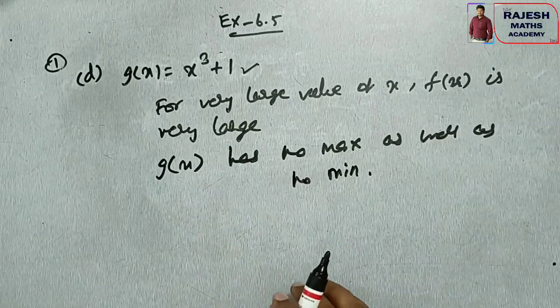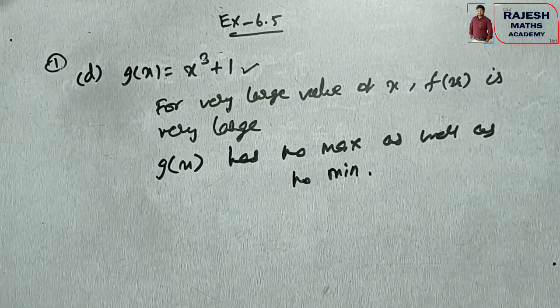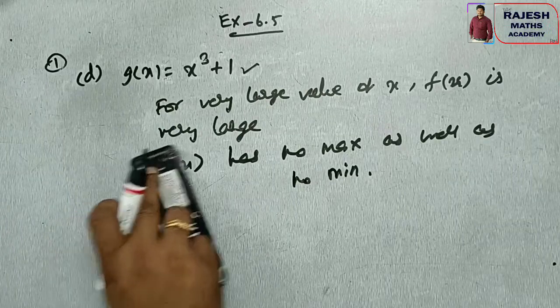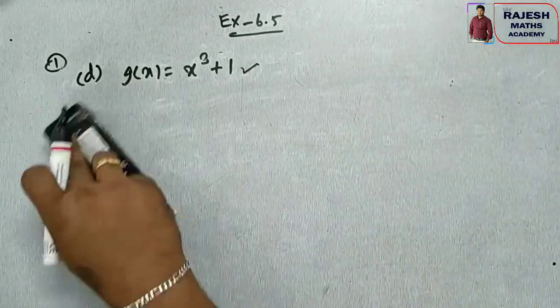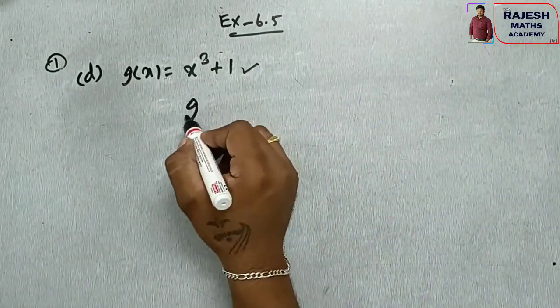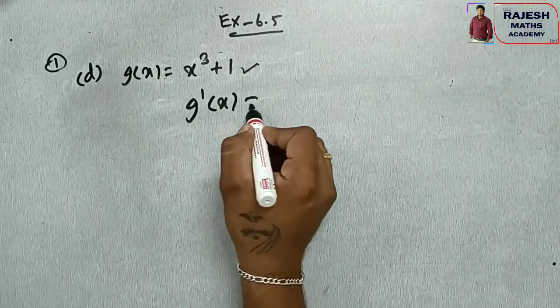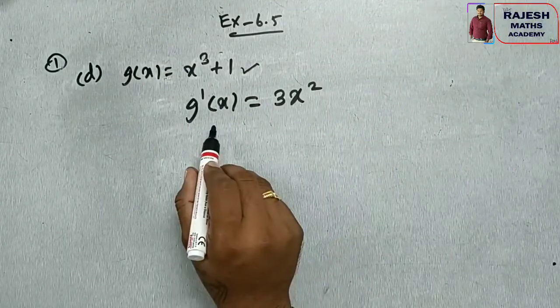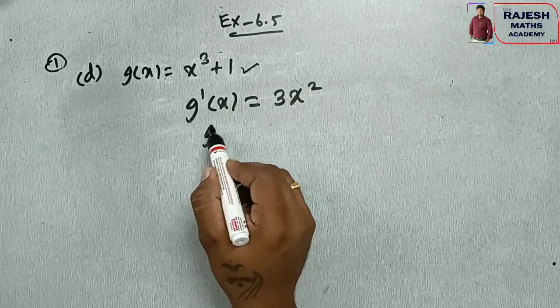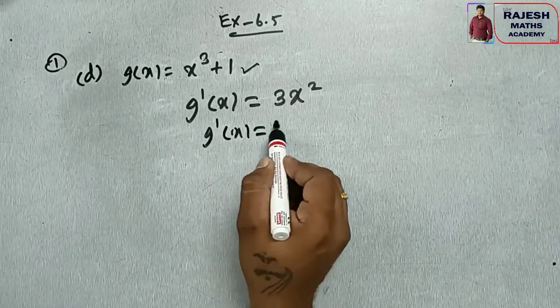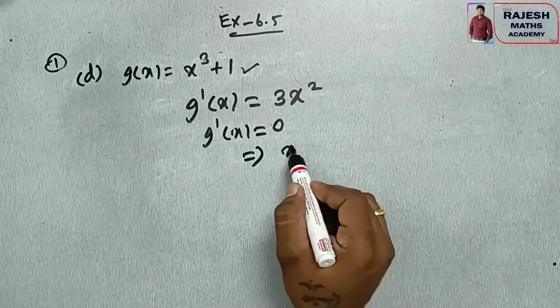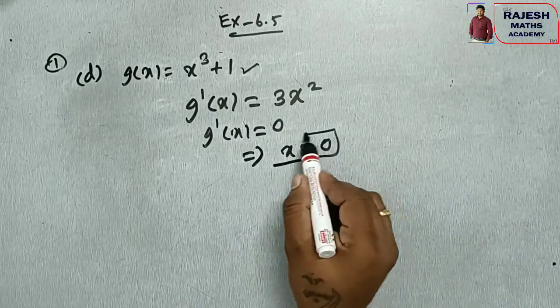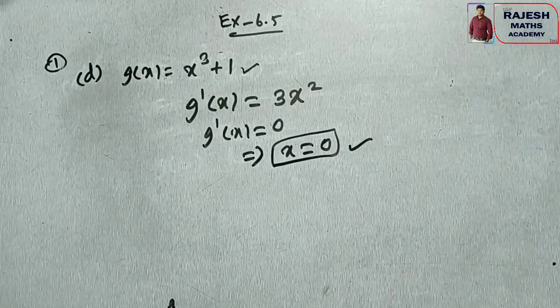The same problem, we can use the second derivative test also, and we can prove that. For example, see how I am proving it. So g of x is given, we have to find g dash of x. So g dash of x equal to 3x square. We have to find the critical point. Critical point means g dash of x equal to 0. This implies we will get x equal to 0. So x equal to 0 is the critical point now.